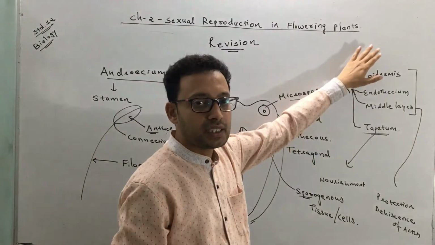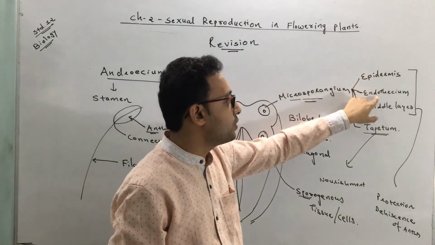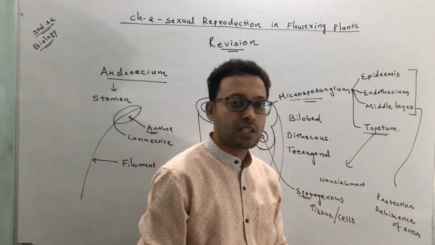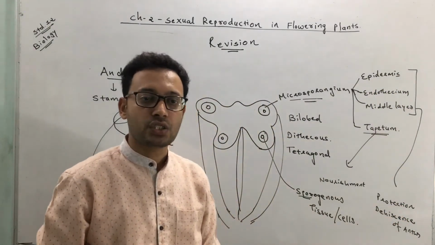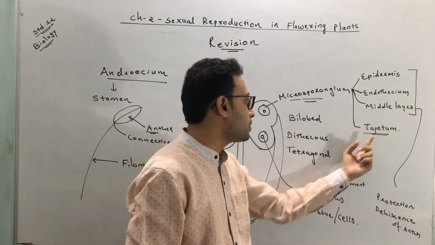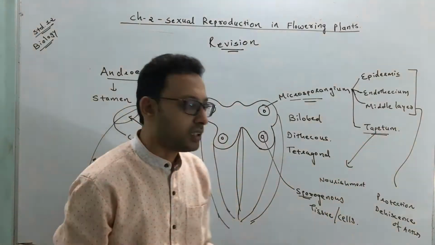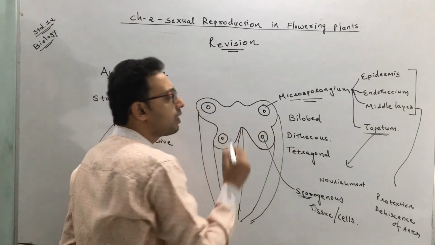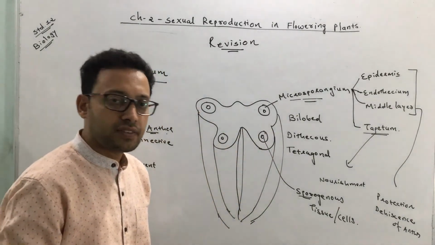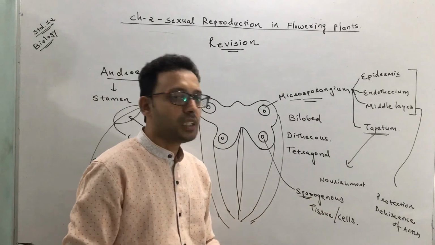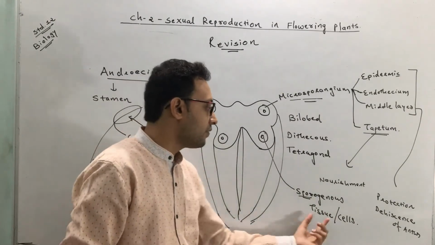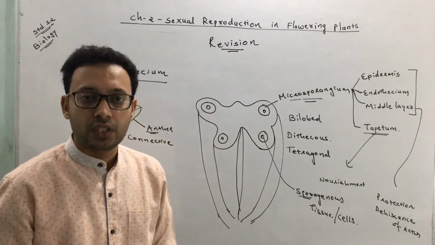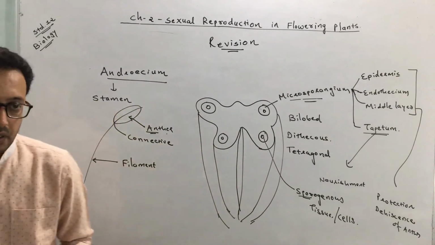Microsporangium is circular, consists of 4 layers: epidermis, endothecium, middle layer, tapetum. The function of the first three layers is protection and dehiscence of anther, and the innermost is the tapetum. It provides nourishment. When the anther is young, there is a presence of homogeneous tissue in the center of a microsporangium called sporogenous tissue or cells. From this sporogenous tissue, the microspore formation starts. So let's see how the microspore formation occurs.